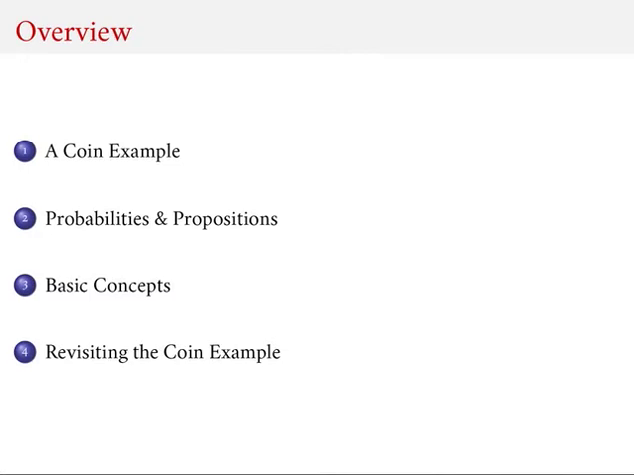Then I will introduce some of the formal machinery of talking about probabilities and propositions. Then in the next video, I will talk about some of these basic concepts or rules for calculating probabilities in a formal way. And then we will revisit the coin example from the very beginning and use our formal, precise rules to shed some light on the questions that arise from the coin example.